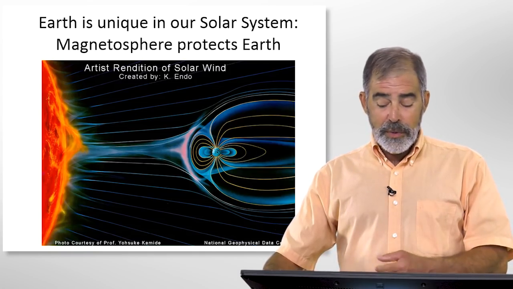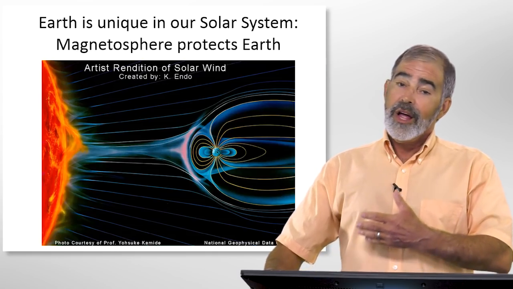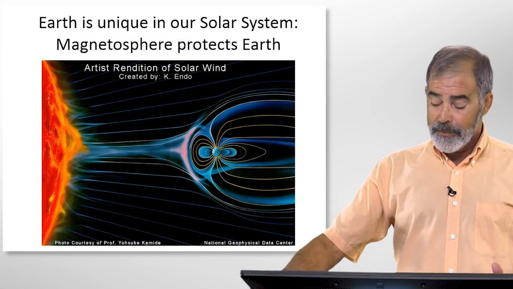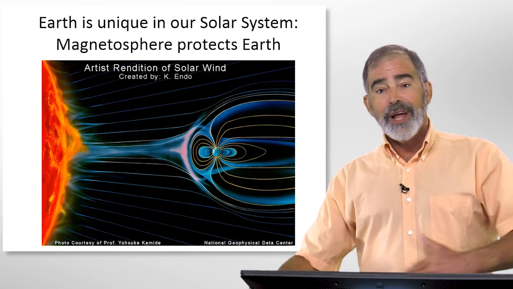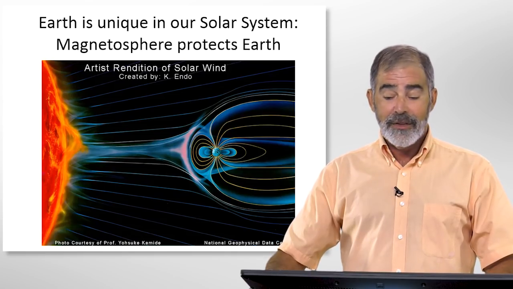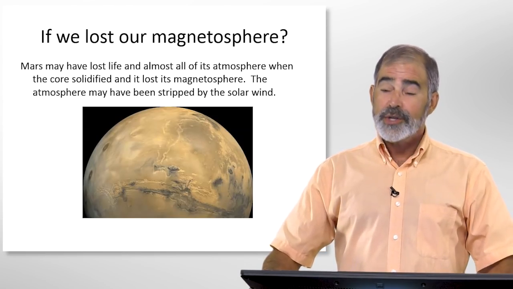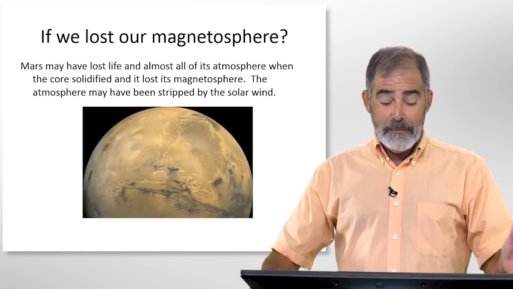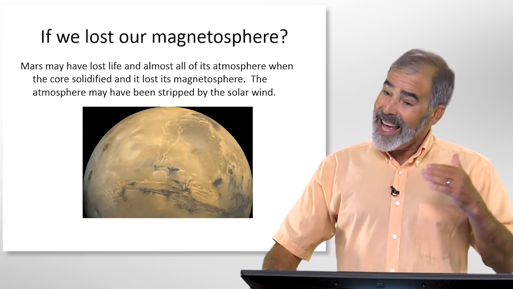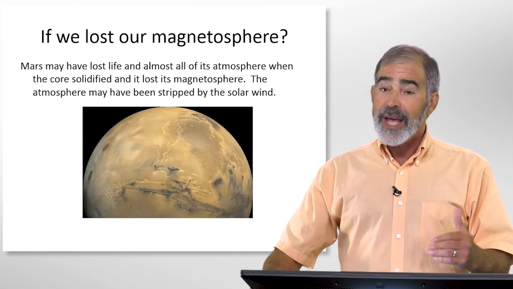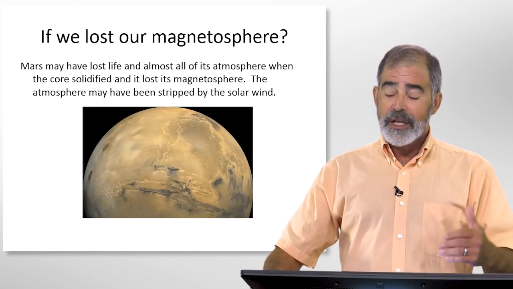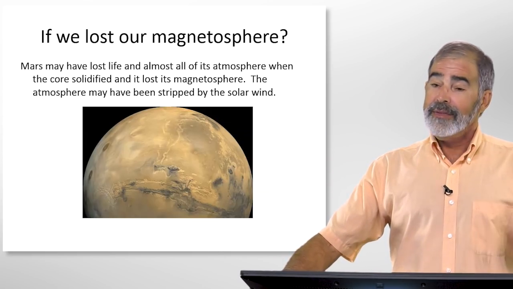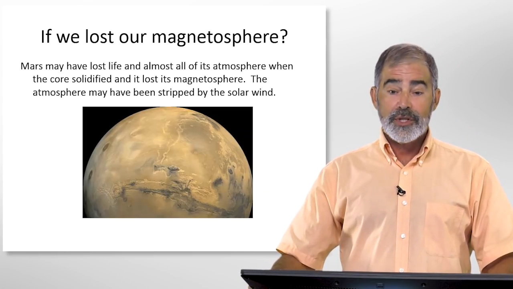It's an interaction between the solid Earth and then the surrounding solar wind that invades the solar system. Our magnetosphere helps deflect the solar wind around the planet, protecting the atmosphere. And if we lost our magnetosphere, well, you might get Mars. Mars may have had life, and a long time ago, almost all of its atmosphere, when the core solidified, and the thinking is that the magnetosphere was lost at that time, and then the atmosphere was stripped mostly by the solar wind.